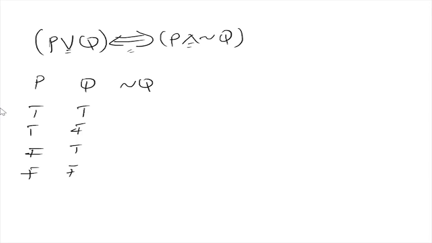So when Q is true, then negation Q will be false. The next one will be true. The next one will be false. The next one will be true. So that's negation Q. Then we can now do P or Q.